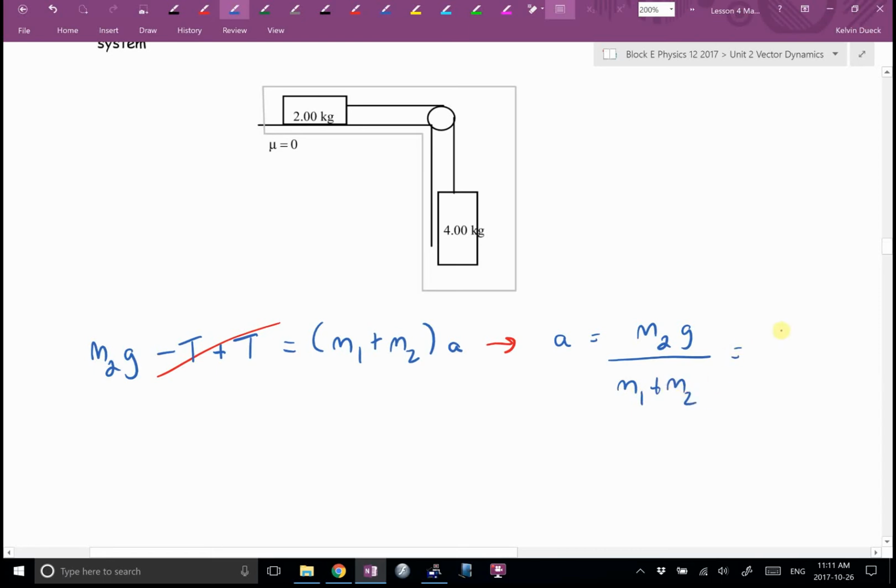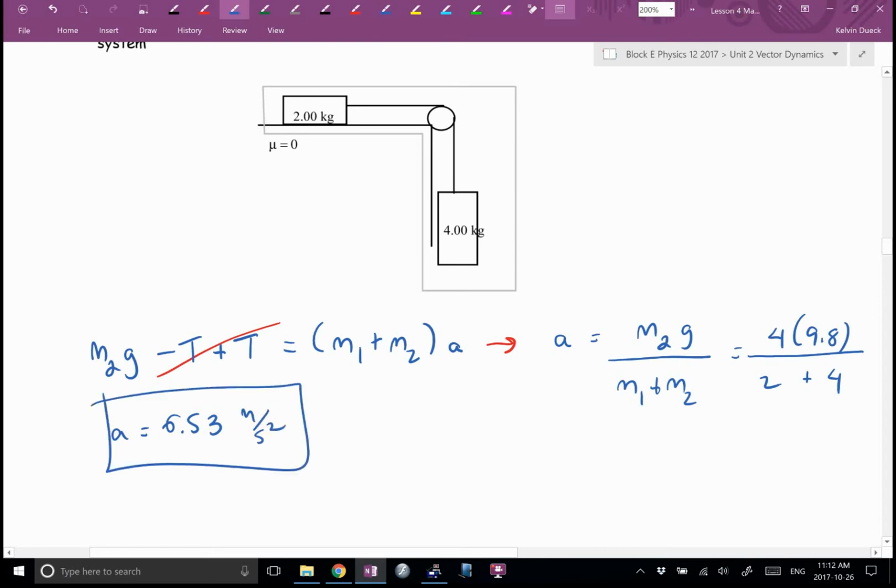What was M2, Connor? 4? Times 9.8, divided by 2 plus 4. I doubt this will work out evenly. What do you get, folks? Is this a fraction? Is there more than one thing on the top? Is there more than one thing on the bottom? You're going to get, well, it's roughly 20 divided by 3. It's going to be 6.53333. Okay. I'll write 6.53, but I'll keep that number stored on my calculator, and of course it's meters per second squared.